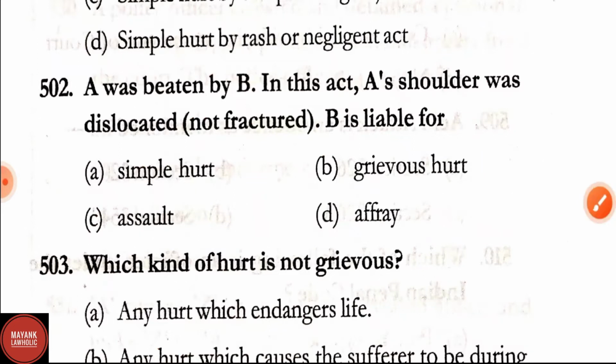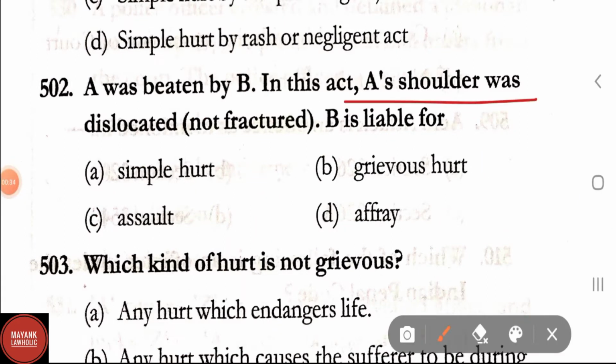Question number 502. A was beaten by B. In this act, A's shoulder was dislocated, not fractured. B is liable for, here B will be liable for the grievous hurt.